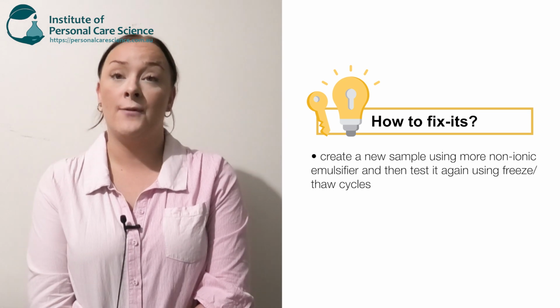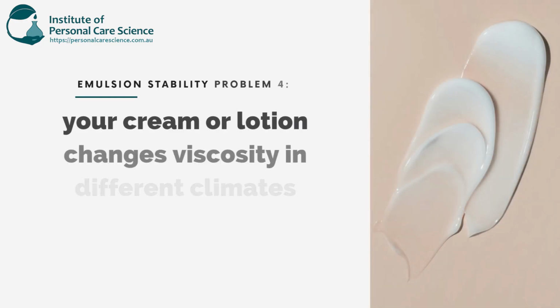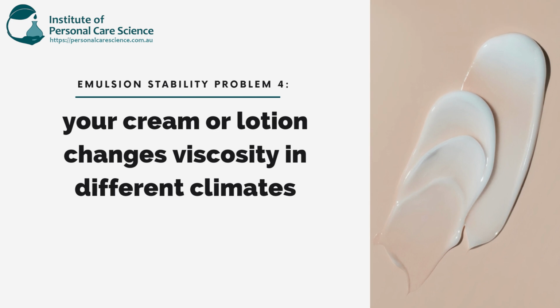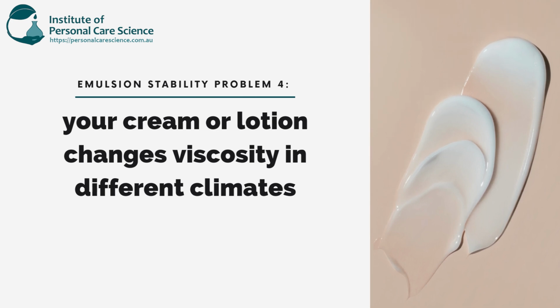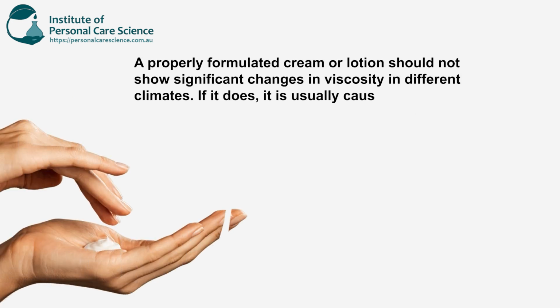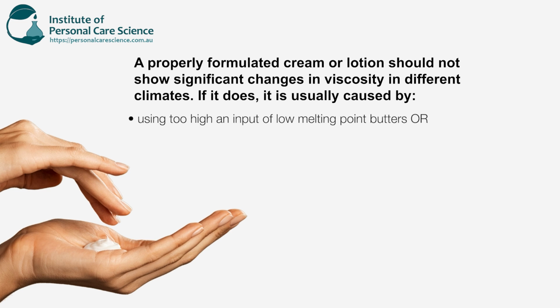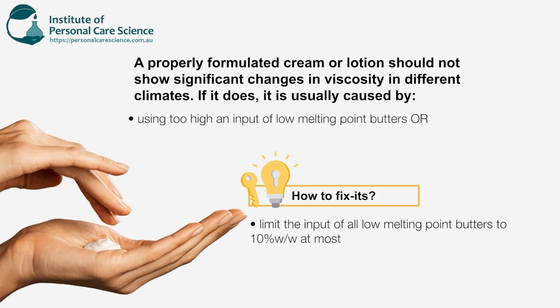Now, my last common stability problem when it comes to emulsions is changes in viscosity within different climates. So this could mean that in colder weather, your emulsion is getting quite solid or it is increasing a lot in viscosity, whereas during hot climates, it's becoming quite runny or low in viscosity. Now, this can be caused from a couple of things, such as you've used too much of a high input of low melting point butters. We do generally recommend using no more than 10% low melting point butters to prevent this type of issue.